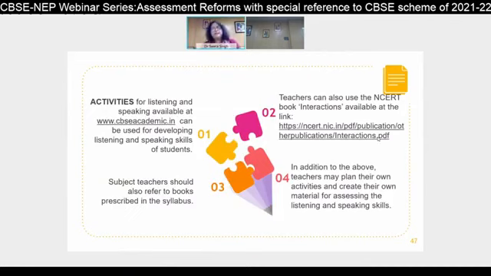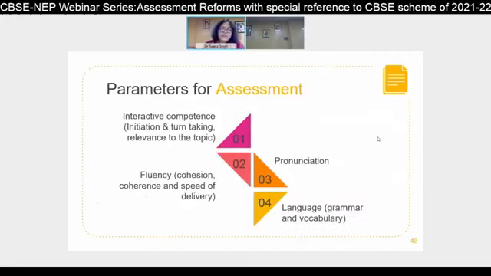For the convenience of our teachers, we have given certain activities on our website at cbsacademy.in. In addition to that, NCERT has also released a book called Interactions. The link is given in this slide, as well as in the circular we are just discussing. Teachers can also refer to the books prescribed for the syllabus, released by NCERT. These books also have various activities related to speaking and listening skills. In addition, teachers can also create their own material and opportunities for listening and speaking skills.